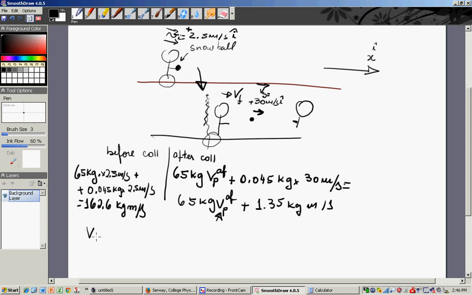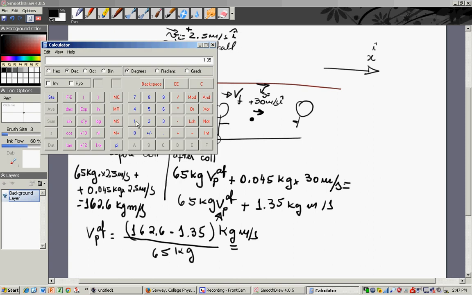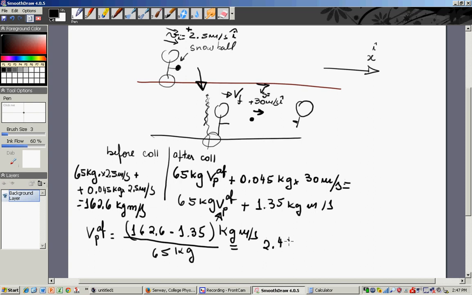The velocity of the person after collision is equal to 162.6 minus 1.35, and I will shift the units to the right hand side just to make my life easier, divided by 65 kilograms, and then my velocity shall be 162.6 minus 1.35 divided by 65, 2.48 meters per second. So that's the velocity of the person.